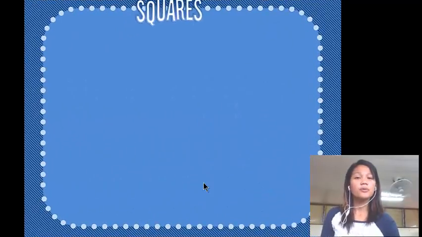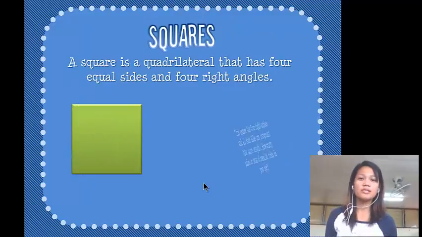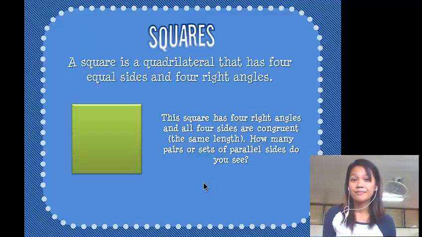First, we will be discussing squares. A square is a quadrilateral that has 4 equal sides and 4 right angles. So, how many pairs of parallel sides do you see? Can you see it? There are 2 pairs of parallel sides in a square.